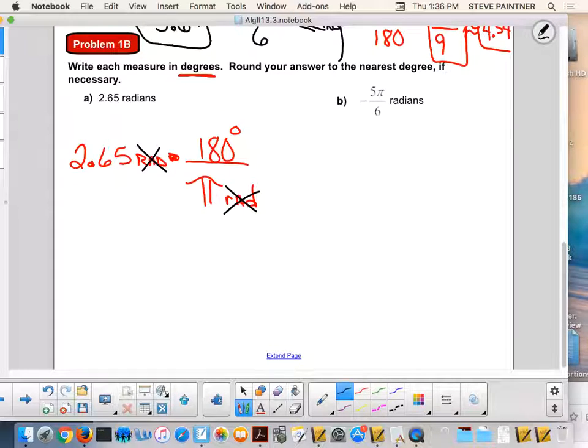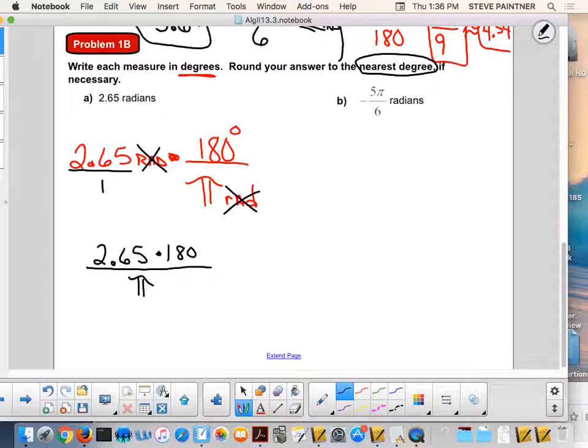2.65, that's just over what? 1. So really, this is just big time calculator. 2.65 times 180 divided by pi. Oh, and it does say, sorry, I forgot to read this to you. Round your answer to the nearest what? Degree. Yeah. 17 degrees, 18 degrees, what? 152. Good?